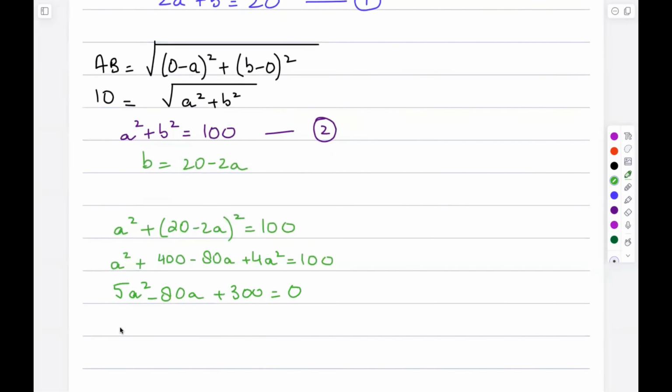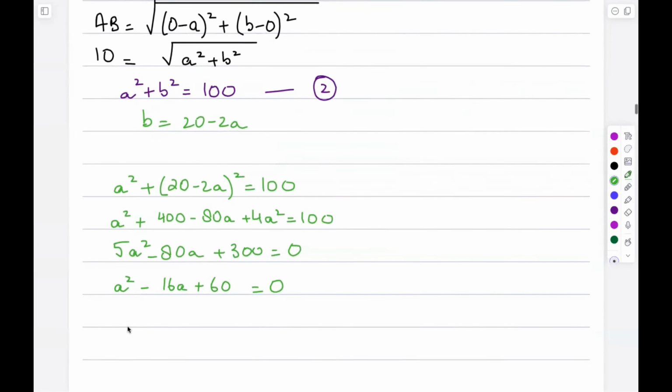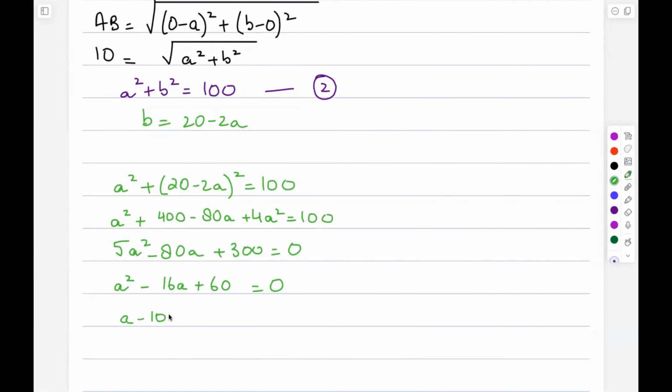Dividing the whole equation by 5, so 5a squared divided by 5 will become a squared. 80 divided by 5 is 16, so that will become 16a, plus, and 300 divided by 5 is 60, so that will become a squared minus 16a plus 60 equals 0. Now factorizing this, we'll get the values of a: (a minus 10) and (a minus 6) equals 0. So the values will be a equals 10 and a equals 6.